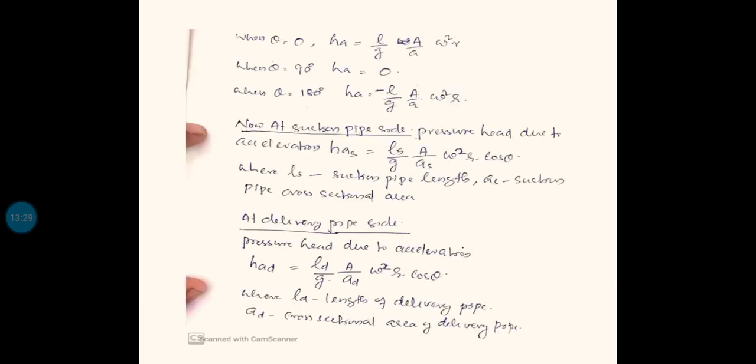When theta equals 0, HA equals L by g A by a omega square R. When theta equals 90 degree, HA equals 0. When theta equals 180 degree, HA equals minus L by g A by a omega square R. You can see a minus sign there, because whatever HA we get at the start of the stroke will be opposite in sign to that at the end of the stroke.